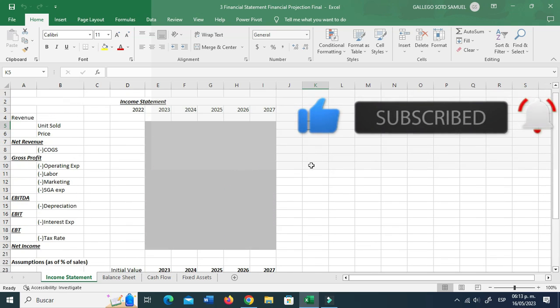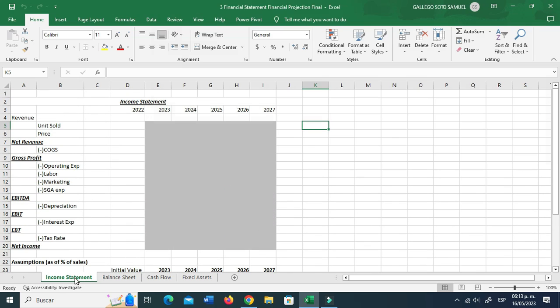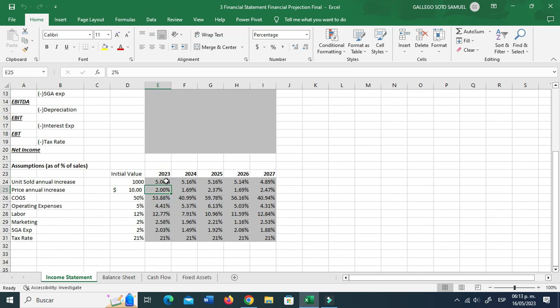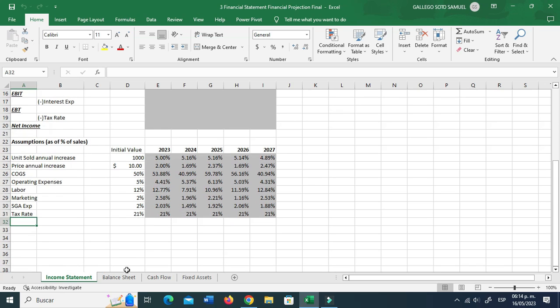Okay, so this is the first tab here, the income statement. This is a pretty average one, and I'm going to be discussing this very shortly: the values in here, I mean, the increase in price, the increase in quantity to sell, and all the rest of the inputs that we have over here. We'll be talking about that very shortly.